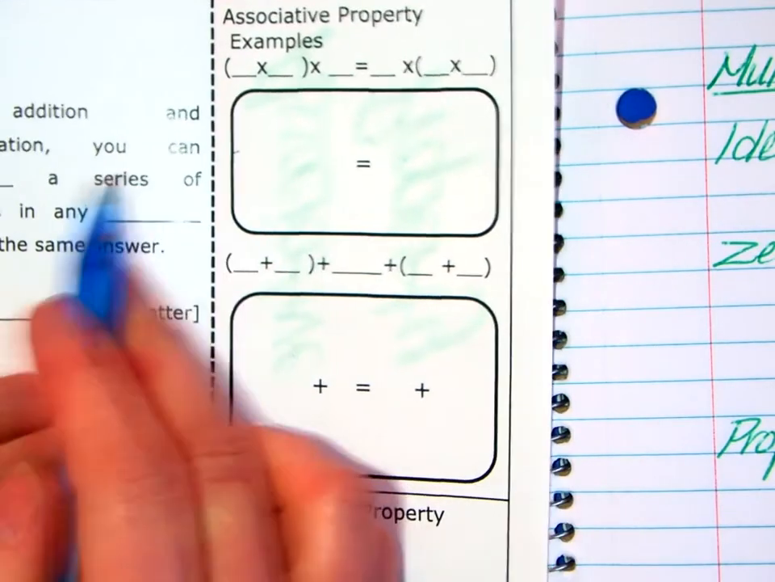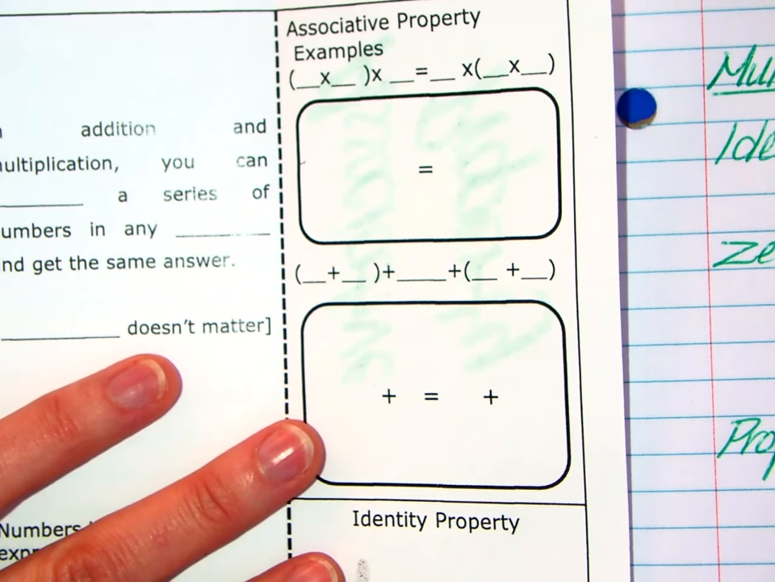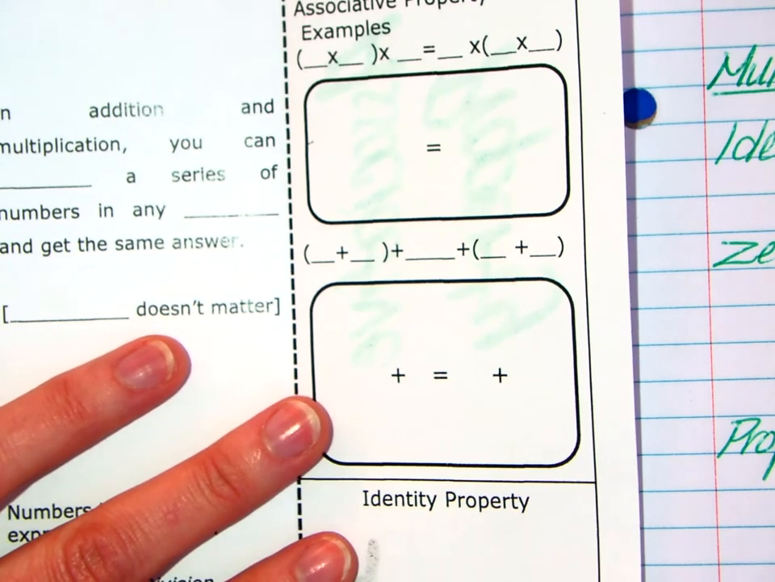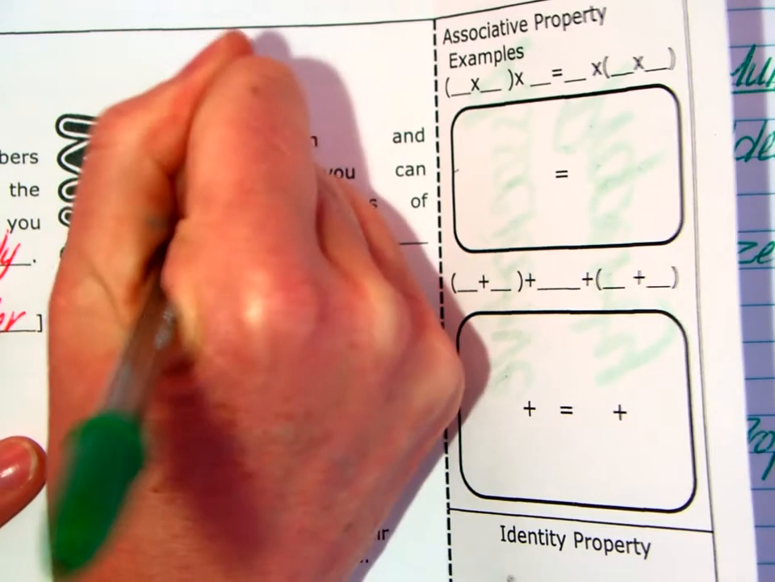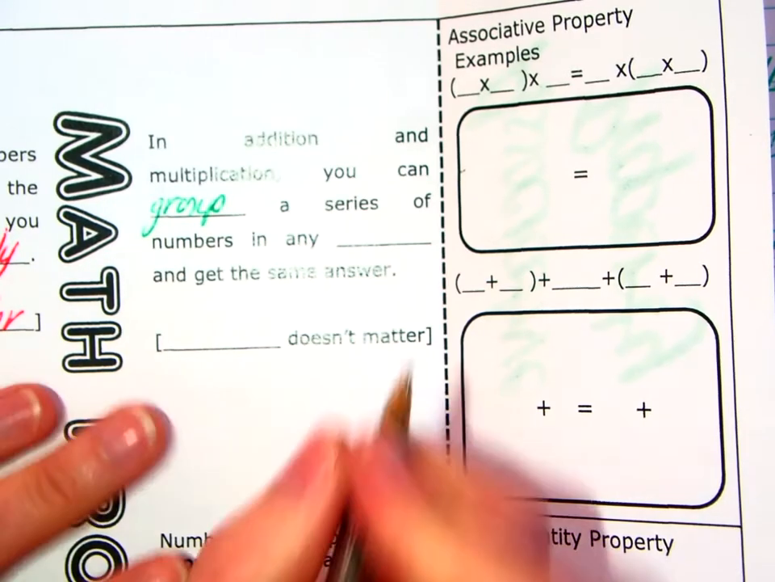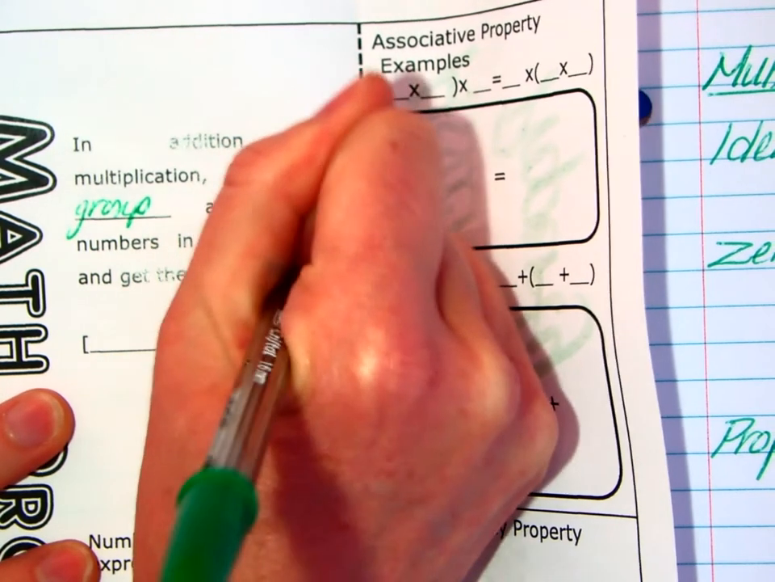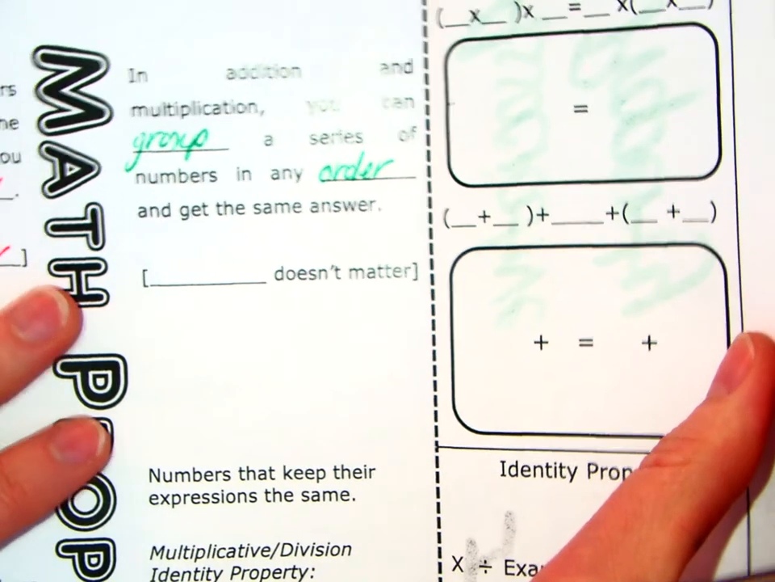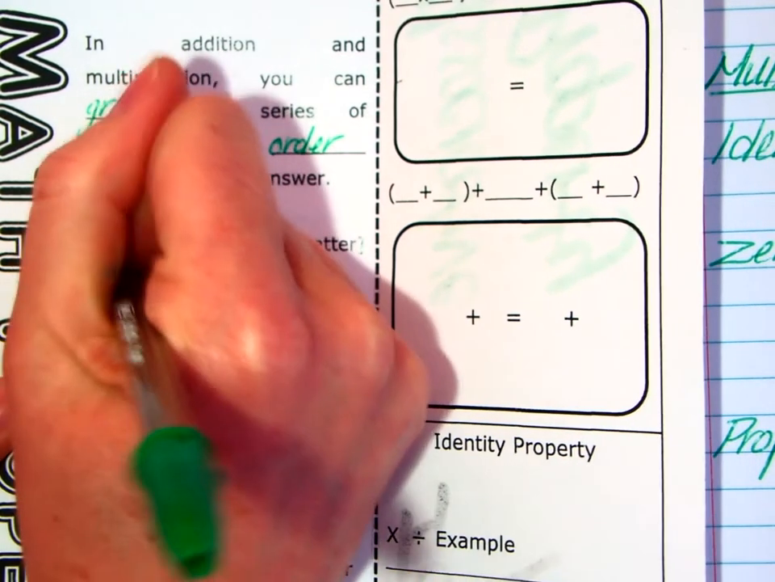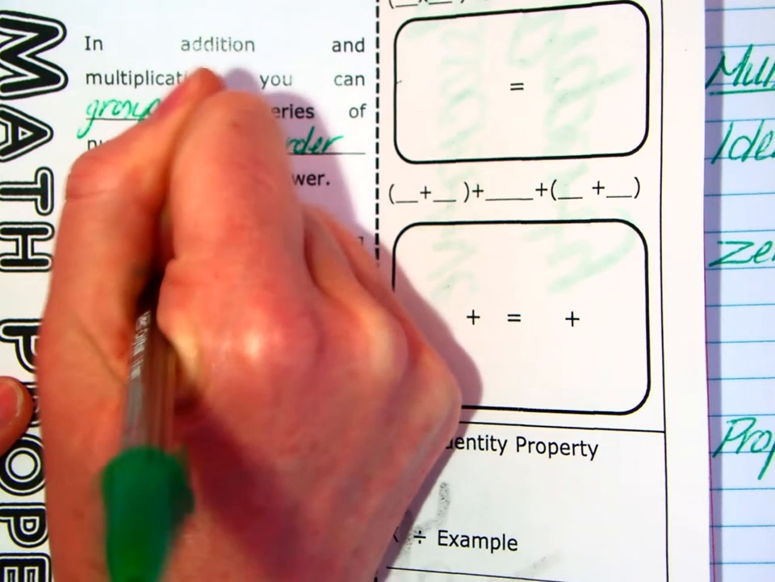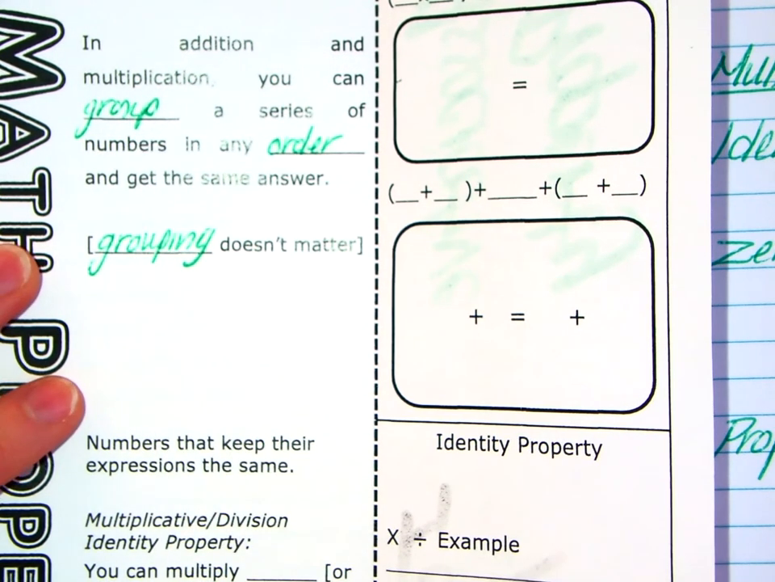Next, we are on to the associative property. In addition and multiplication, you can group a series of the numbers in any order and get the same answer. So basically, no matter which way you group it, you're going to get the same answer. So with the associative property of addition and multiplication, grouping doesn't matter in the sense that it doesn't change the answer. What does that look like for us?